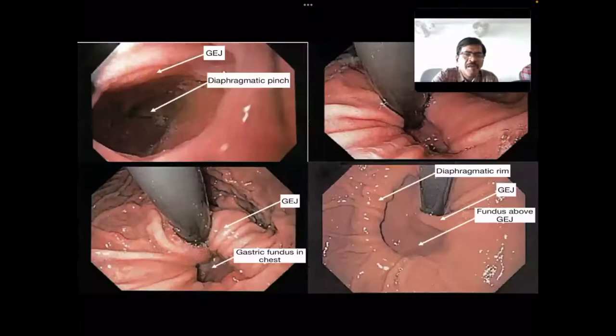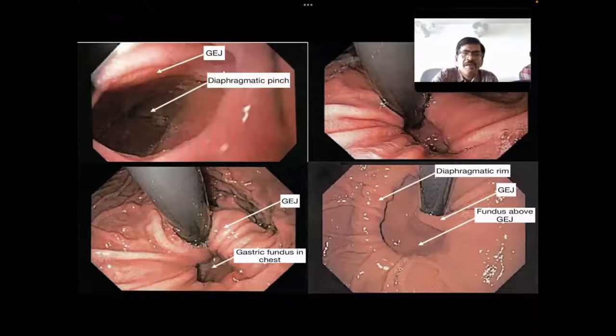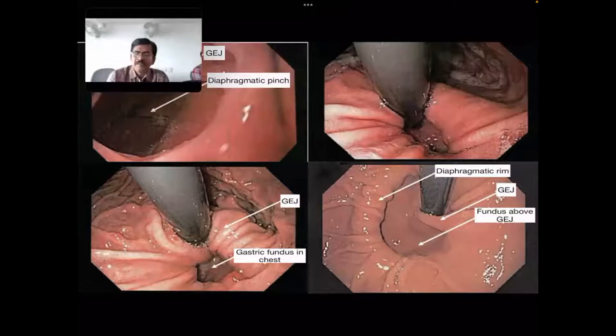This is type 1, where the GE junction has ascended through the diaphragmatic notch, and on the right side is type 2, where we can also see a part of the fundus ascending. This is type 3: after doing a J maneuver in upper GI endoscopy, we can notice both ascended, and here we can see the fundus above the diaphragmatic ring, both above the GE junction.